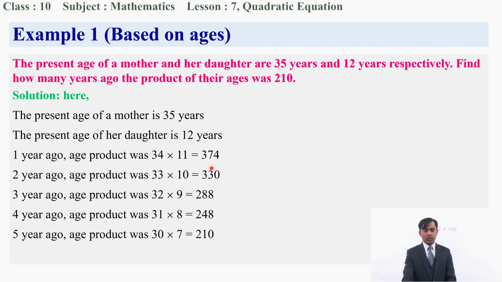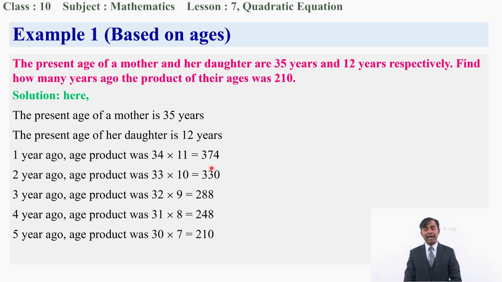Look at 5 years ago. The mother's age was 35 minus 5, 30. The daughter's age was 12 minus 5, 7. 30 multiplied by 7, how much? It's 210. Then how many years ago did their age product become 210? You can see here, 5 years ago, their age product we got 210. Now we are correct, we found the solution. Their age product was 210, which we got 5 years ago.